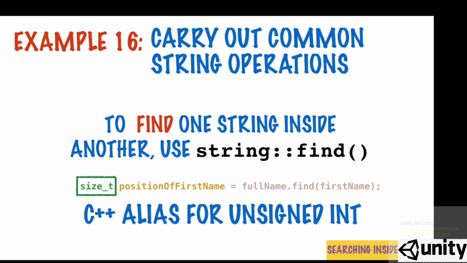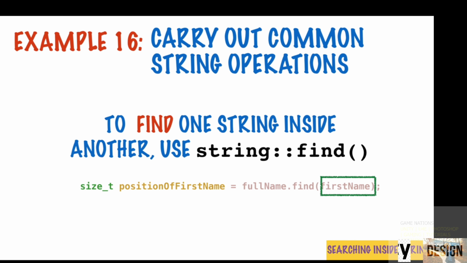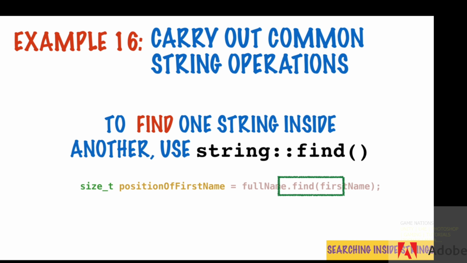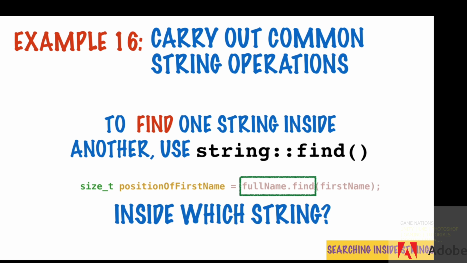Okay, moving on to the other arguments or the other parts of this line. The input argument is what string is to be found. Here again, this is a string variable, i.e. we are searching for one string inside another. The next obvious question is, well, what string are we searching inside? And this is the full name string. In other words, full name is the string which is receiving this function call.